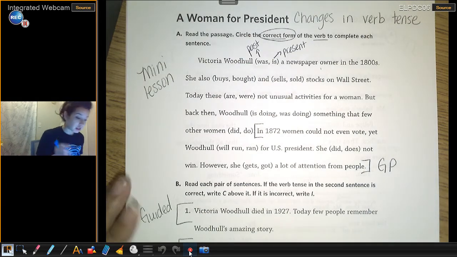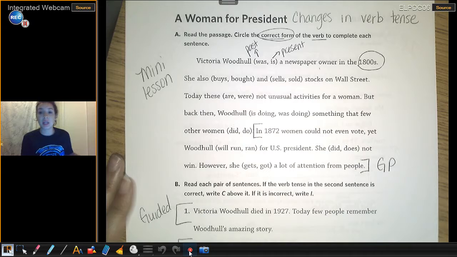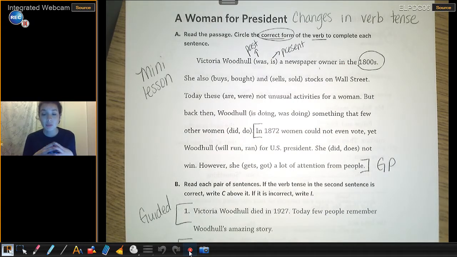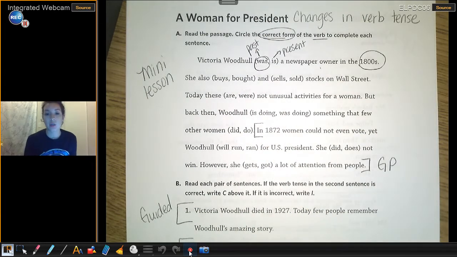Now here are my context clues and my keywords. Already I see something very important here. I see a time word, 1800s. The 1800s have already happened, so that was in the past. Therefore, I make this connection to was. Victoria Woodhull was a newspaper owner in the 1800s.